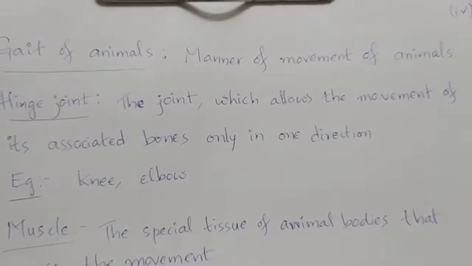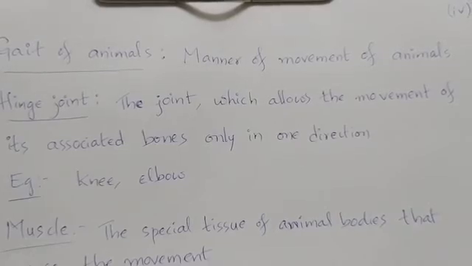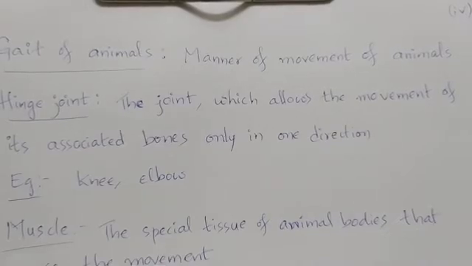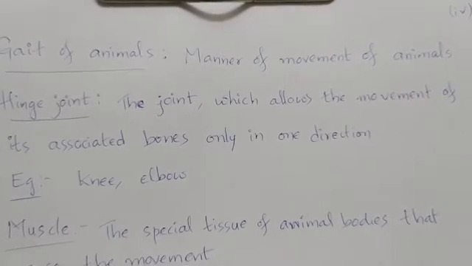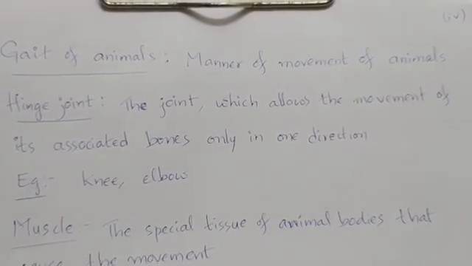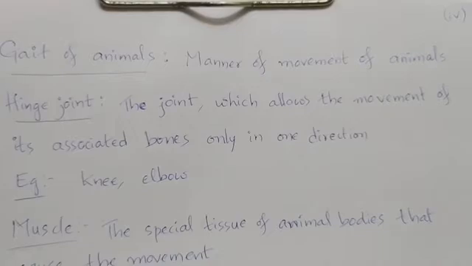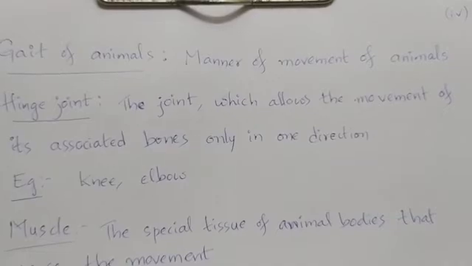Hinge joint. The joint which allows the movement of its associated bones only in one direction. Examples for hinge joint are knee and elbow. Muscle. The special tissue of animal bodies that cause the movement is known as muscle.